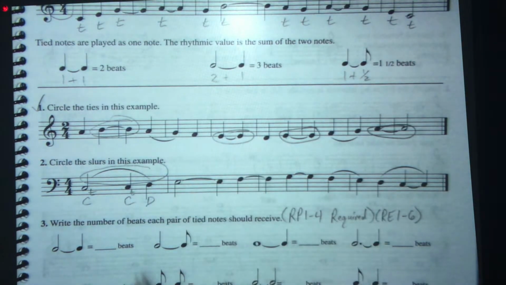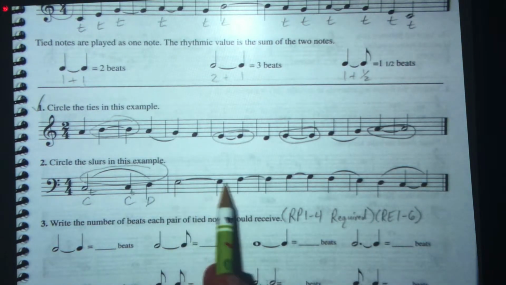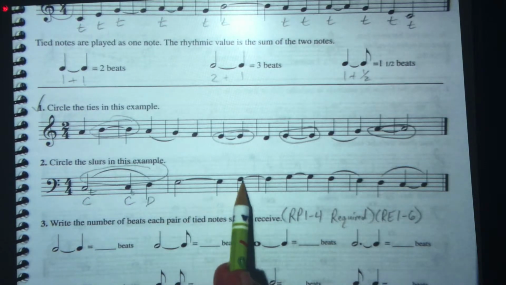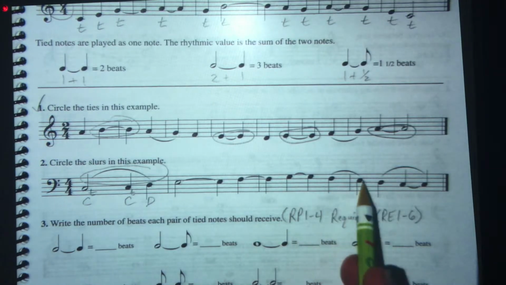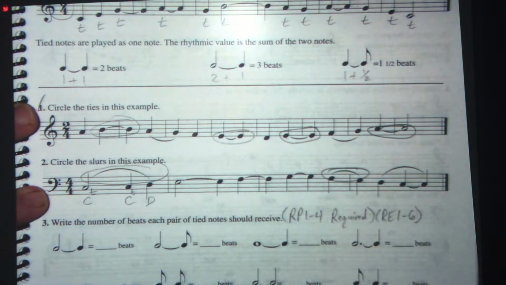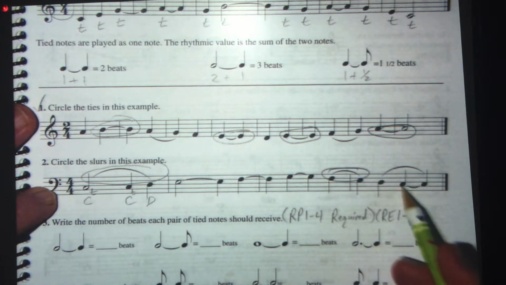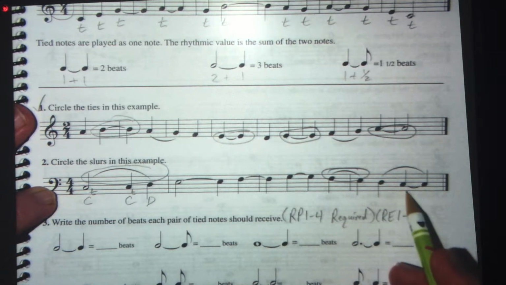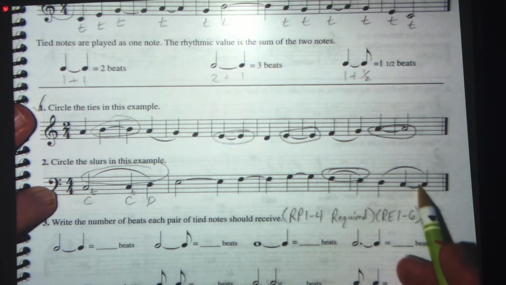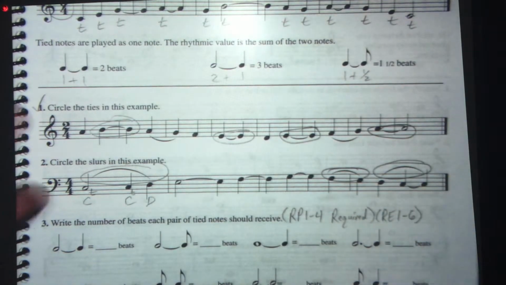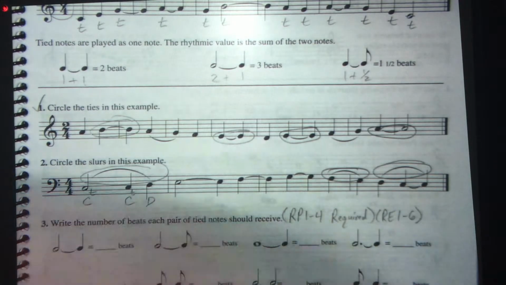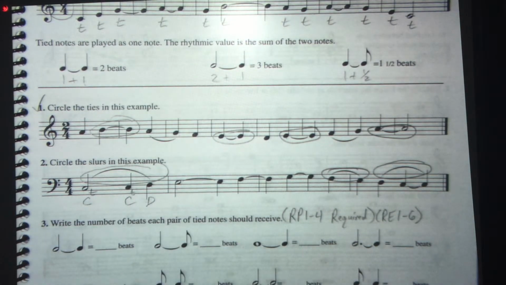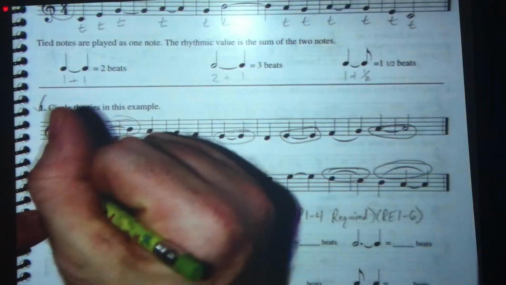This next one is a tie because it's the same note name, E to E. F to F, tie. G to G, tie. F to E, slur. D, C, C. This, and we got a couple here. Is this a tie or a slur? This one happens to be a tie because it's C to C. So the only one I want to circle is the top one here. So you should have 3 circled here. This one, this one, and this one. And that's the difference between ties and slurs.